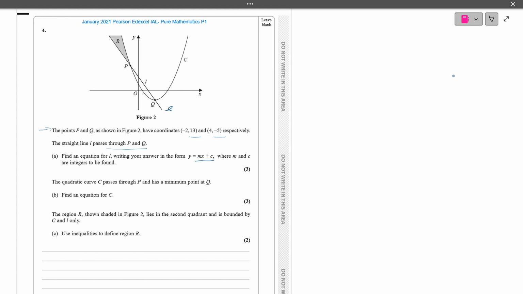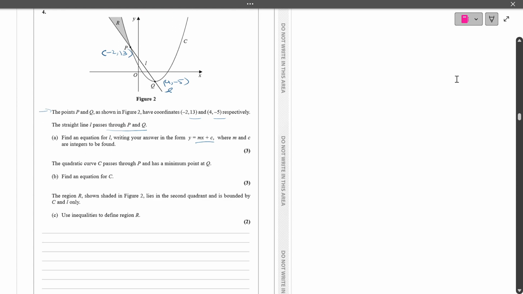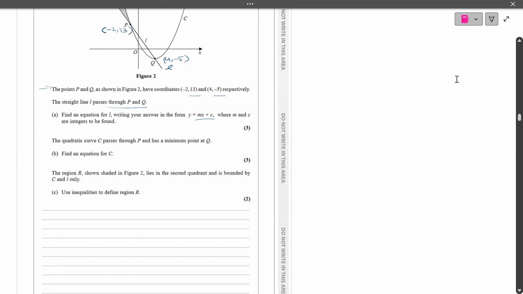Alright, so I have to write down an equation of a straight line. To write down the equation of straight line L, I need a gradient and a y-intercept. So the coordinates of P and Q are given here. P is -2 and 13, and Q is 4 and -5. So let's use the two points formula to find the gradient.